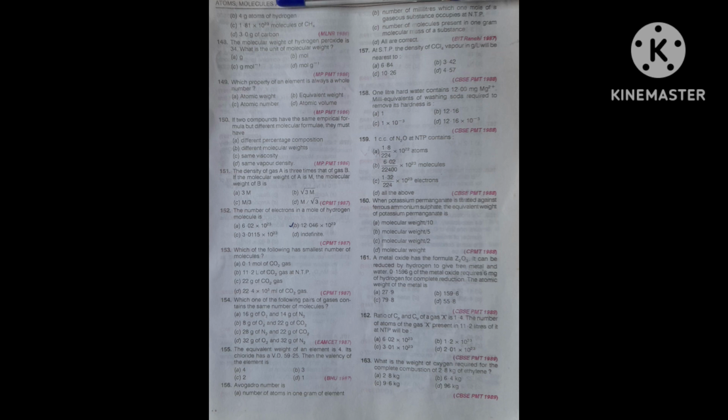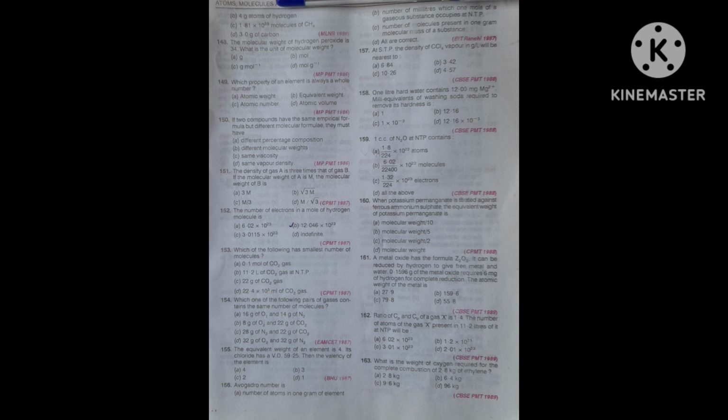Then C2H4, what is the mass? C2H4 is 12 into 2, 24, plus 4, 28. 28 gram requires 96 gram oxygen. Correct? 3 into O2, and O2 means 32, 32 into 3 is 96. Then for 28 gram, 96 gram oxygen is required. You can convert both into kg. It means 28 kg requires 96 kg oxygen for complete combustion.